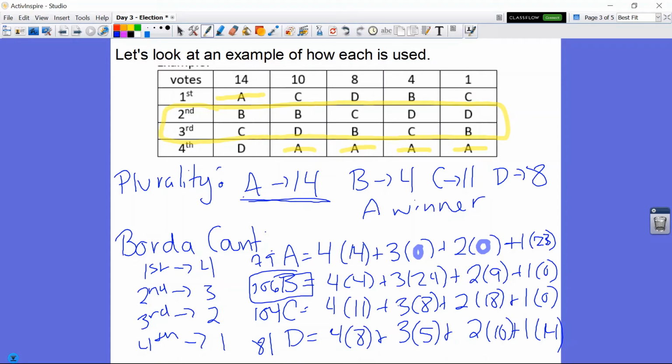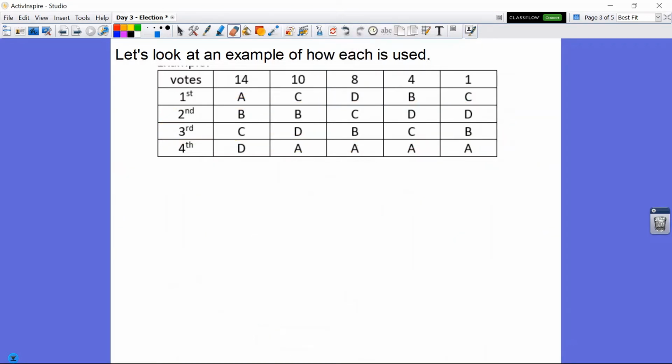So if we look here, 2 different methods, 2 different winners. So now what we're going to do is try the next 2 methods. The next method is plurality with elimination. So I'm going to erase this whole screen so that we can start again. All right, so plurality with elimination.